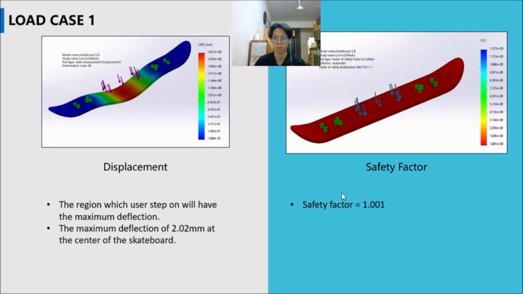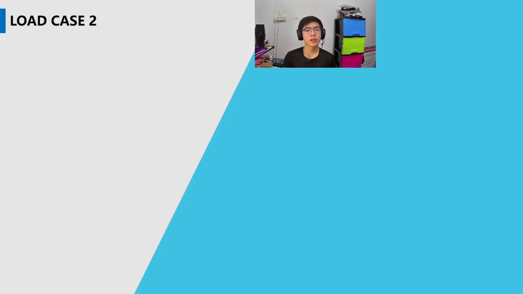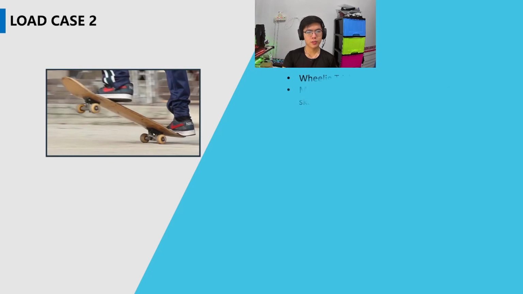Thank you. Hi, my name is Lin Chun Tek and I will be representing my group to present regarding load case 2. In our project, load case 2 is chosen as the wheelie trick. The wheelie trick is where the skateboarder tries to balance the weight of his body on the skateboard, as you can see here. This trick is performed by lifting the skateboard upward when pressing down at the back part of the skateboard, and at the same time, the user tries to balance the weight on the wheel.